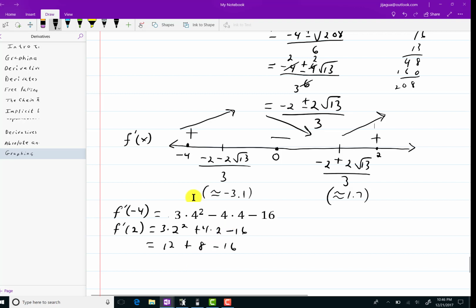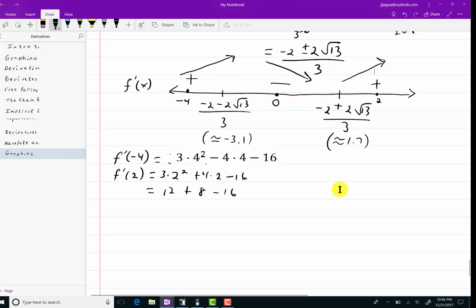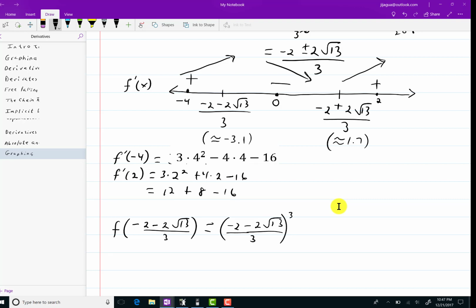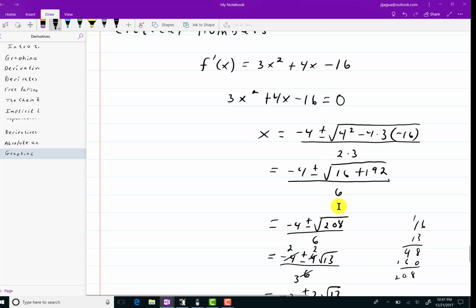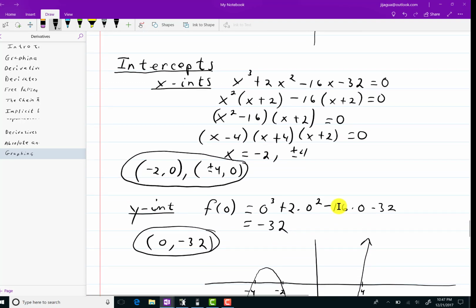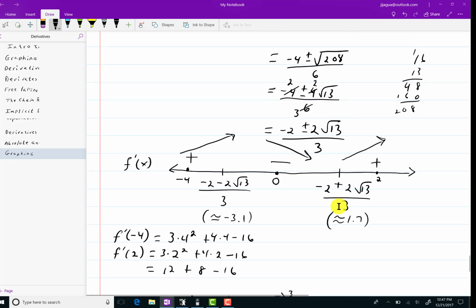Now I need to get the y values for each of these critical values. Not the y prime values, the y values. I already know the y prime values are 0. So I need to go back and figure out f of negative 2 minus 2 radical 13 over 3. That equals, if you remember, negative 2 minus 2 radical 13 over 3, cubed, plus, what was the original function? I'm going back to the original. Plus 2x squared minus 16x minus 32.